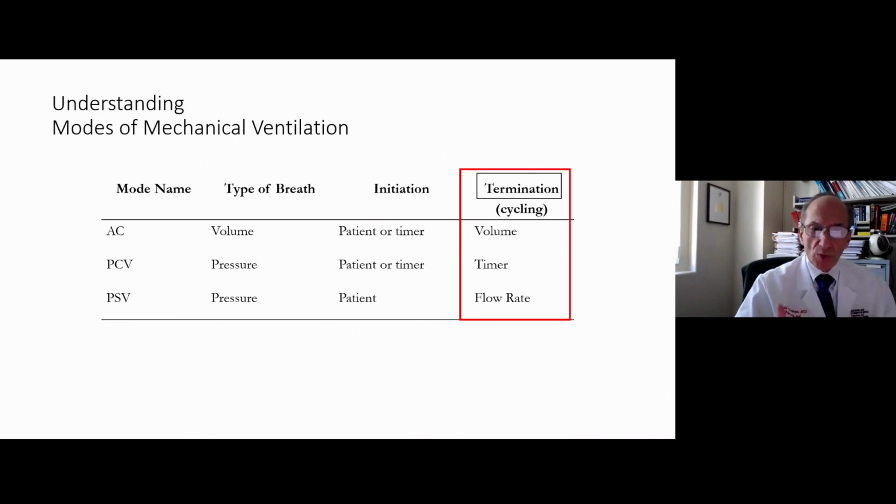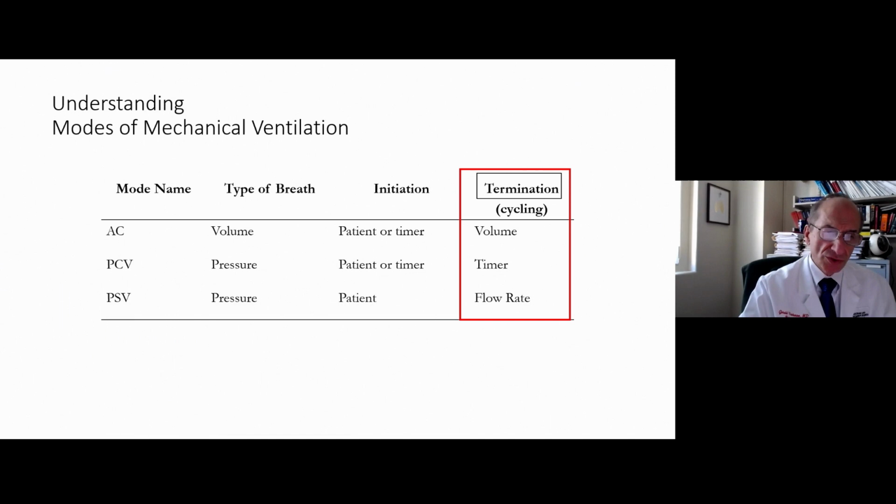Termination of the breath, or what we're calling cycling, is done with volume in assist control. When that preset volume is delivered, it cycles off. In pressure control, it's a timer, so when that inspiratory time runs out, the patient will be cycled into exhalation. And that's important because that's the mode of ventilation where you may have heard we can inverse the I to E ratio, the inspiratory and expiratory ratio. Normally it's about 1 to 3, but sometimes we like to increase the time of inspiration. Pressure control ventilation is the mode we do that.